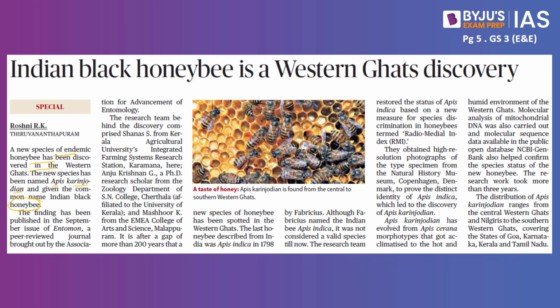The distribution of Apis karinjodian ranges from the central Western Ghats and Nilgiris to the southern Western Ghats, covering the states of Goa, Karnataka, Kerala and Tamil Nadu. What is the significance of this honeybee? Basically, they are able to produce higher quantities of honey, which is much thicker in consistency, and this opens new avenues for honey production. It is this that we have to understand with respect to this article.